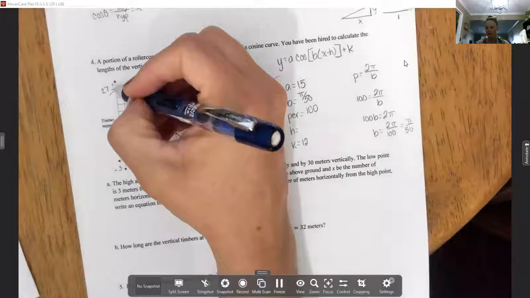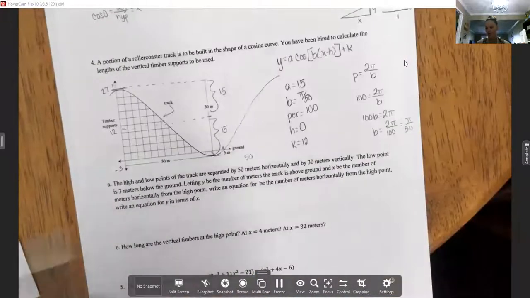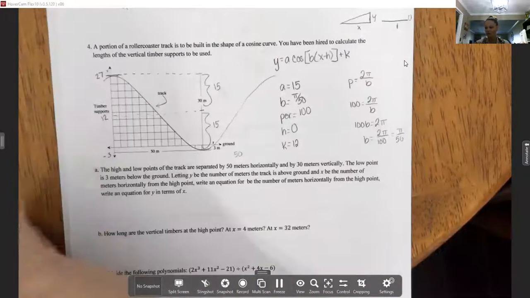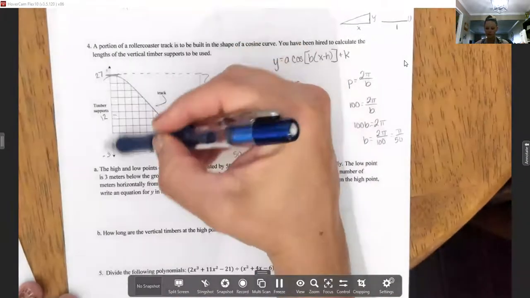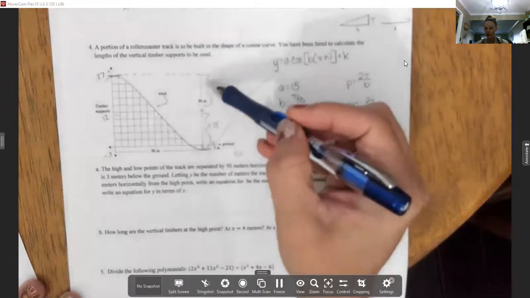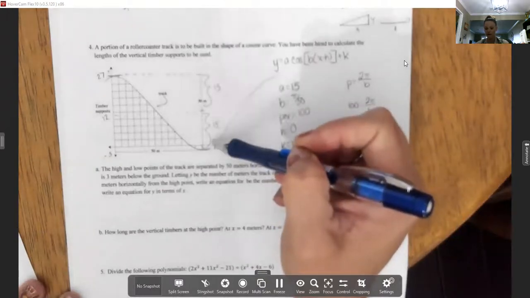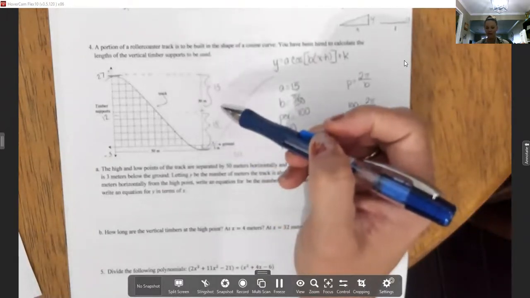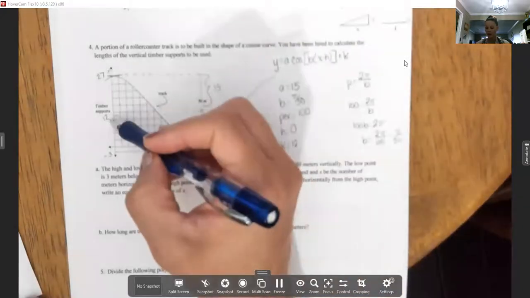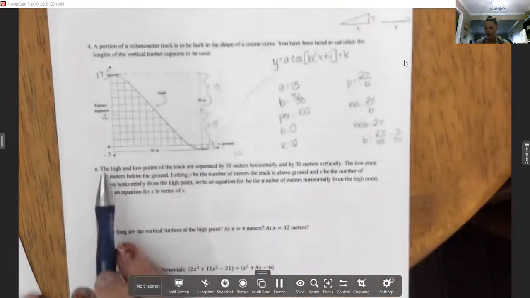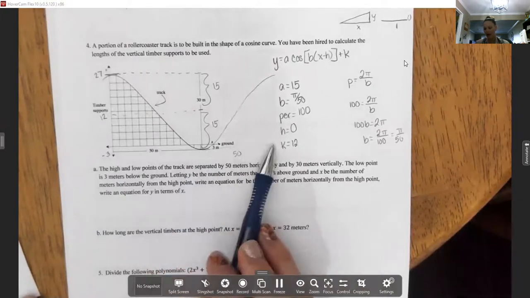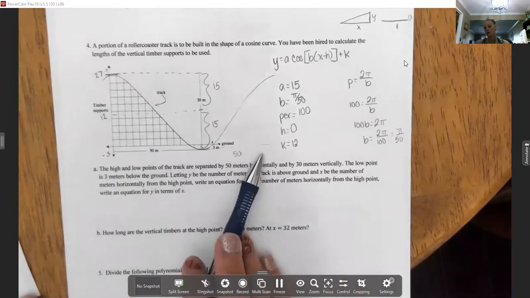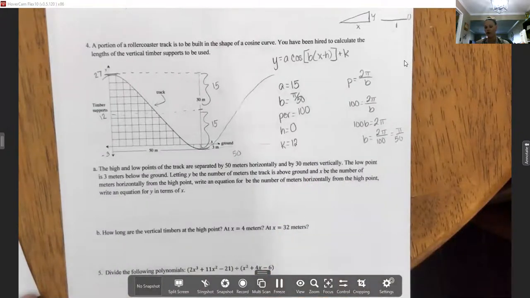And then since our high point is just here at the top, we'll just say h is 0. We're not going to shift it left or right at all. So kind of going back, it told us this was 30. So if I cut 30 in half, it was 15 and 15, which gave us our A value. And then I went down 15 to get our K value. It told us it was 50 meters from the highest to lowest point, which means it's another 50 from low to high. So our period would be 100. And then I just plugged it in and solved there.